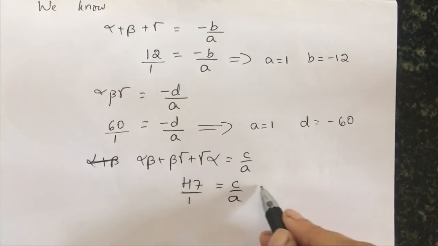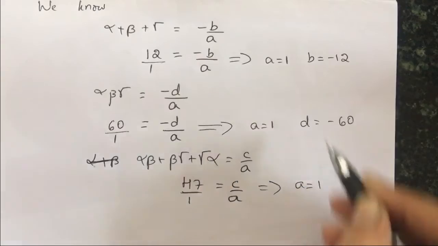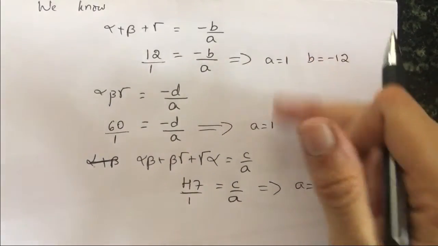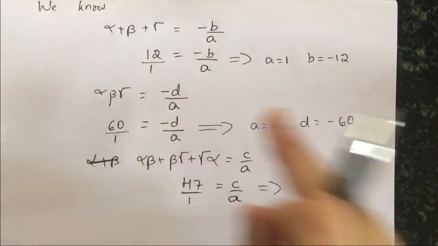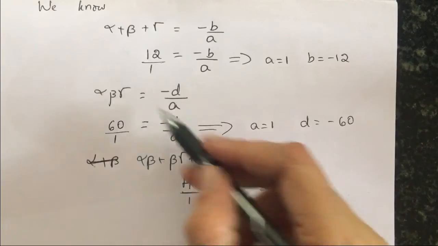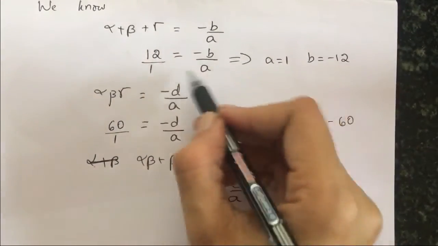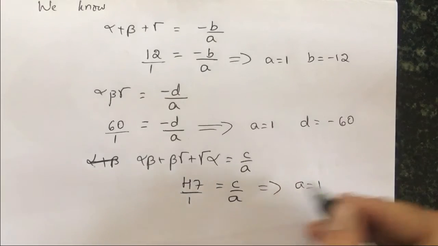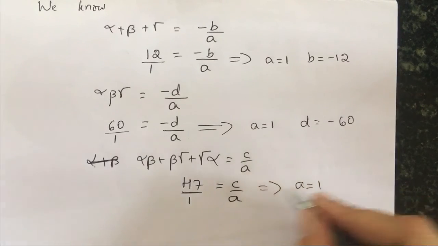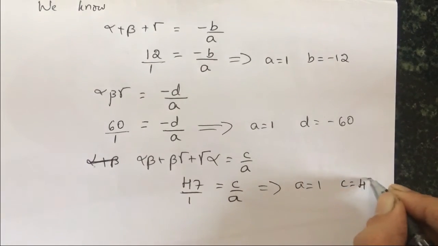And from this you can say again this value should not change. If it is varying, then you have to check. You might have gone somewhere wrong or like that. Here in this case it is quite easy, so I can directly write: a value I am getting 1 and the c value is 47.